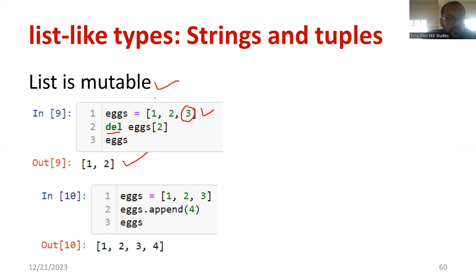It will be deleted because this is index 0, this is index 1, and I'm deleting the second one. Second one means what? Third item. The third item will be deleted. So the new list will be 1, 2.